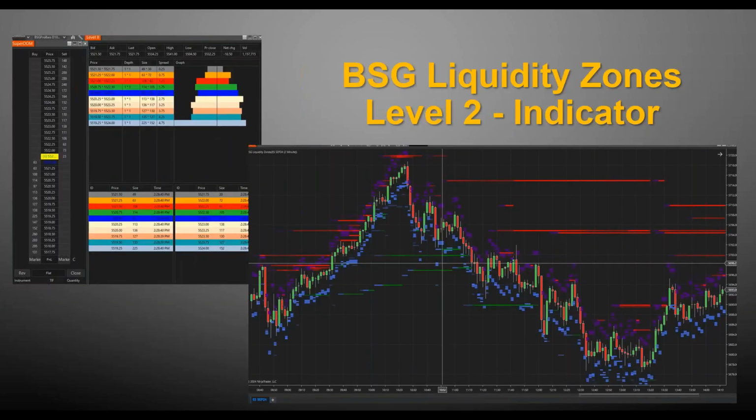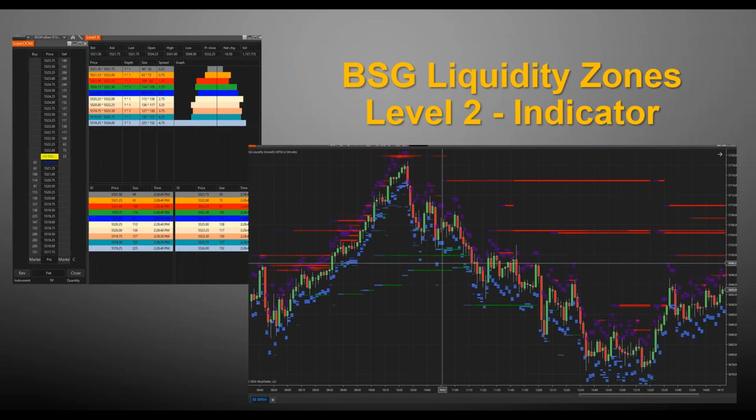That's why we built the system, with an algorithm to see exactly where the most important, highly concentrated order flow is that you need to be focused on. We call our indicator BSG Liquidity Zones. It's a level 2 indicator.